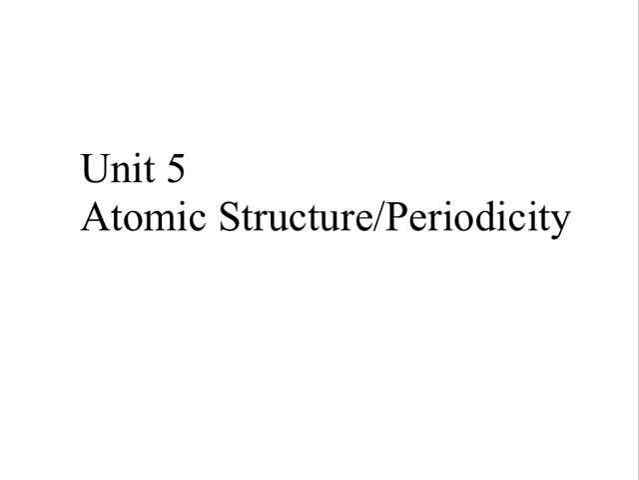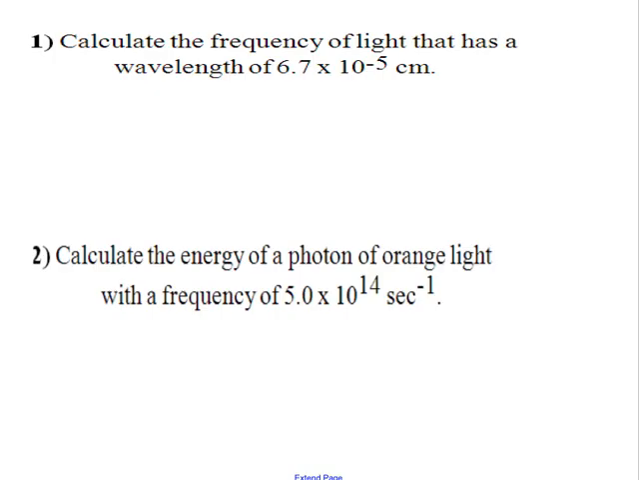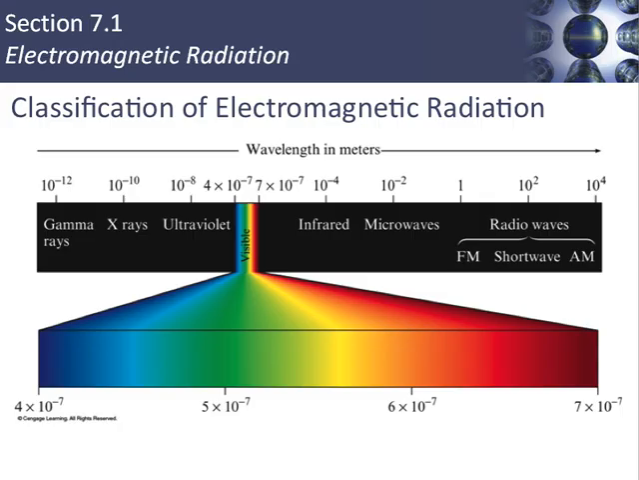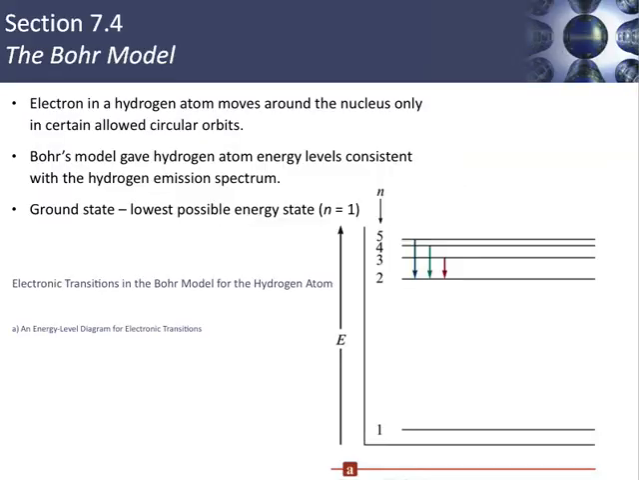Right, so we're doing atomic structure and periodicity. In this unit, we're going to start today looking at the structure of the periodic table by introducing the concept of orbitals. We already covered all of this stuff yesterday.